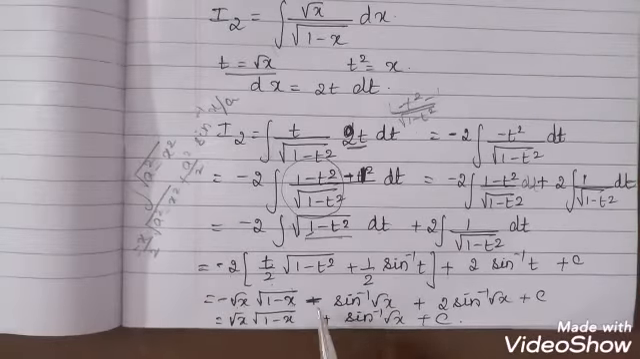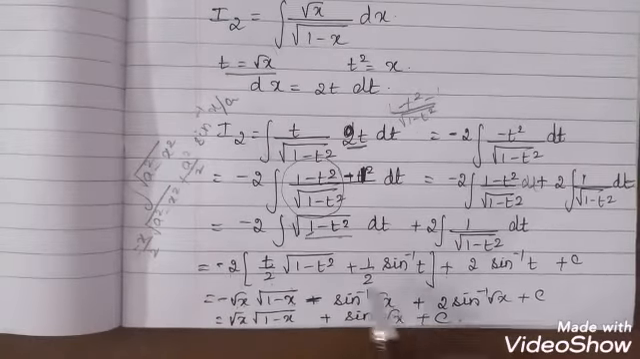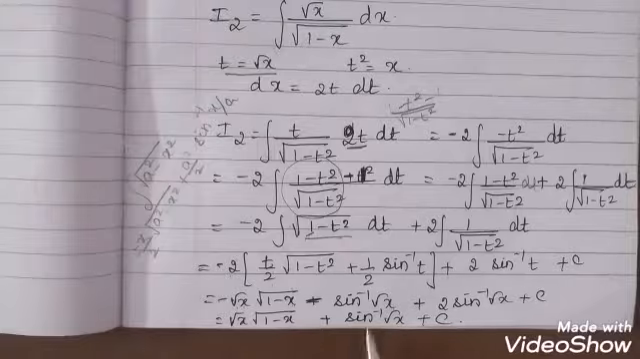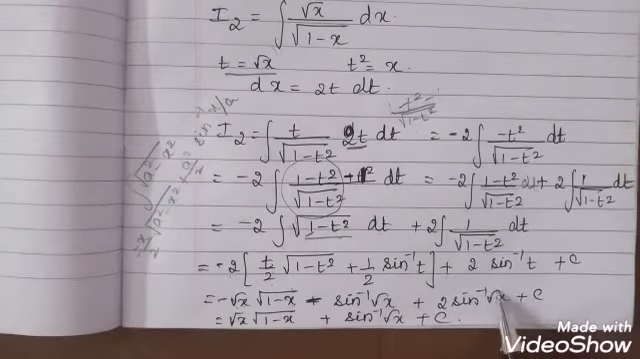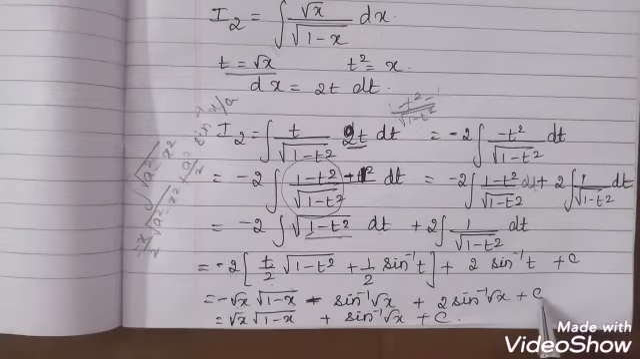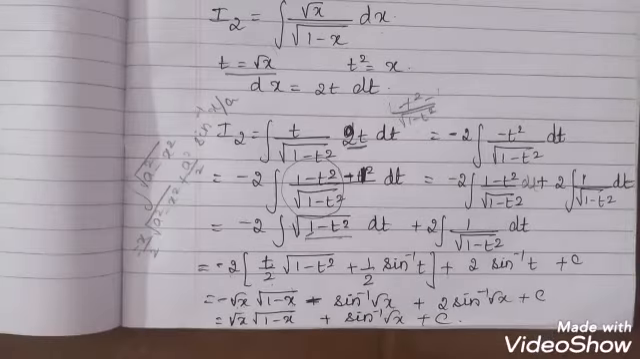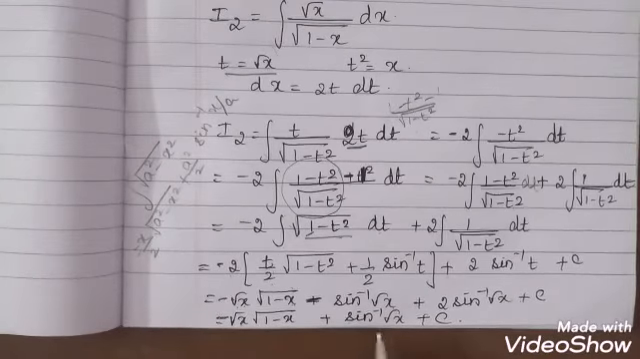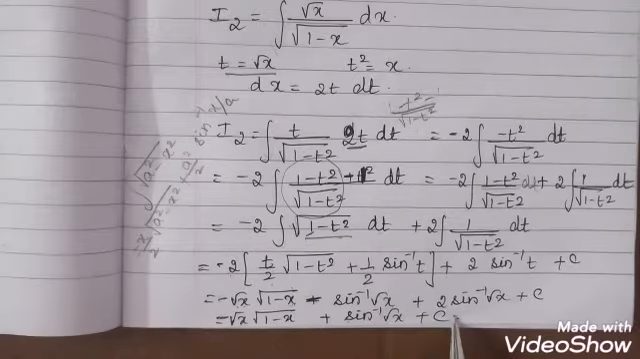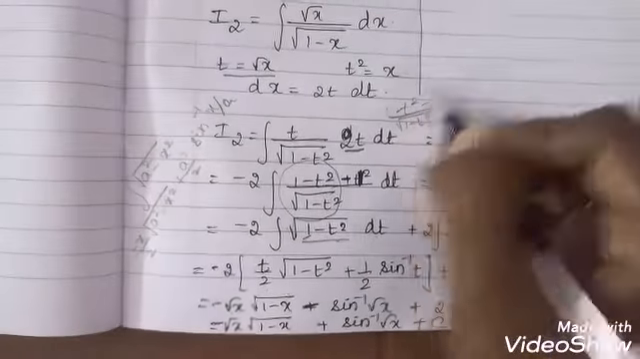When I multiply this, you will get minus sine inverse of root x, because the 2 and 2 here also get cancelled, plus 2 into sine inverse of root x plus a constant. This is what you have here. So this is what you get: minus x into root of 1 minus x plus, what will I get here? Sine inverse of root x plus a constant.